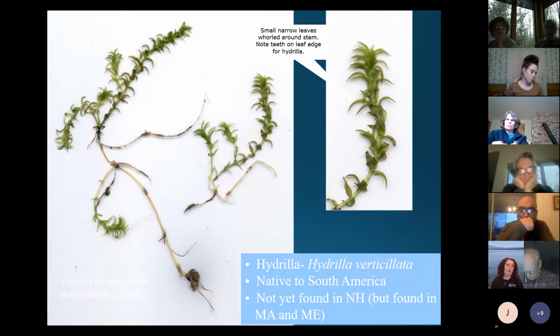So this one spreads by fragmentation as well, but it also has this little tuber at the bottom of it. It's like a little potato or seedling, or where the seedling would come from. And it is a favorite of geese and ducks, and they'll eat it and it will survive their gut tract and come out and still be viable. So waterfowl could potentially spread this one as well.